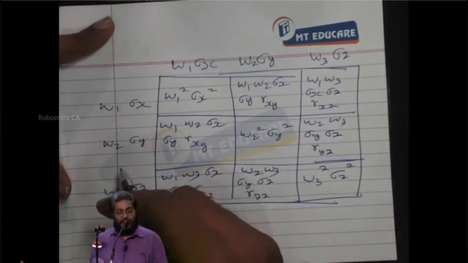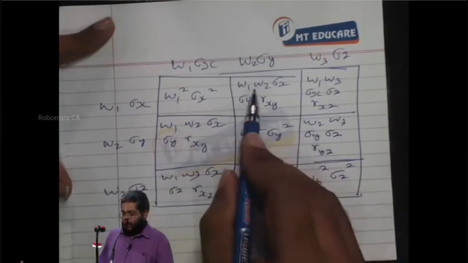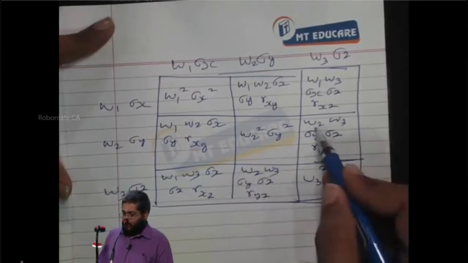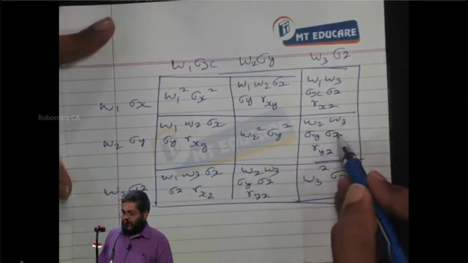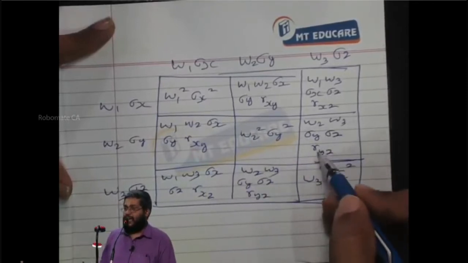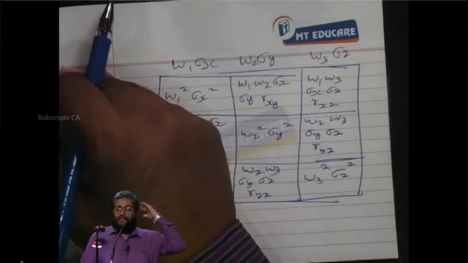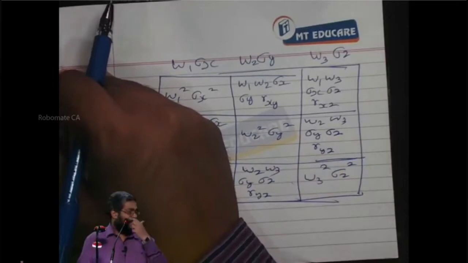Everybody following or not? Now, similarly, I will be having what? 2 W2 W3, this is here and this is there. 2 W2 W3 sigma y sigma z correlation of y and z. But in the square, I will be getting what? Standard deviation of a 3 security portfolio. Everybody, are you following or not? Please respond yes or no?